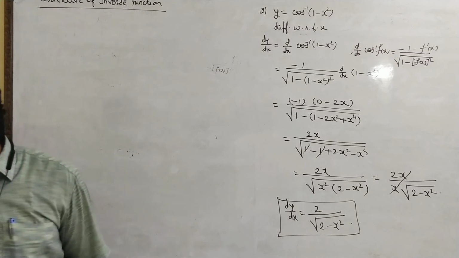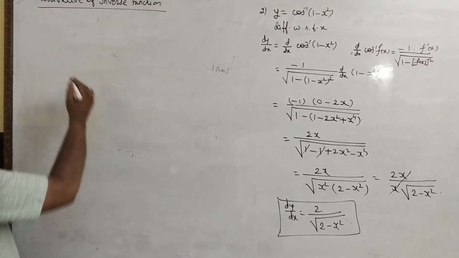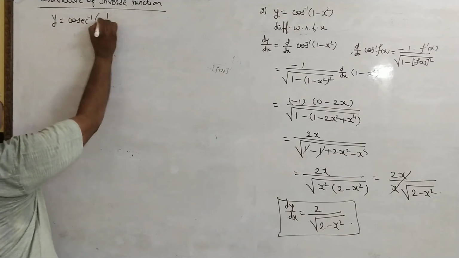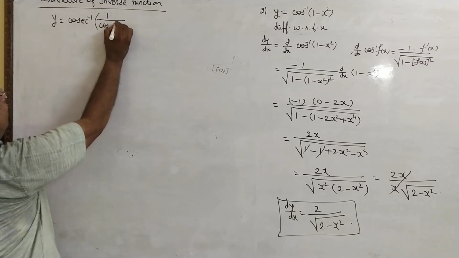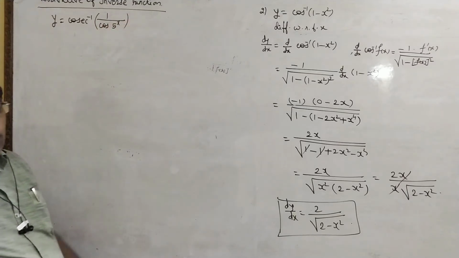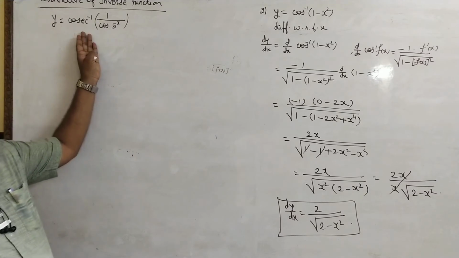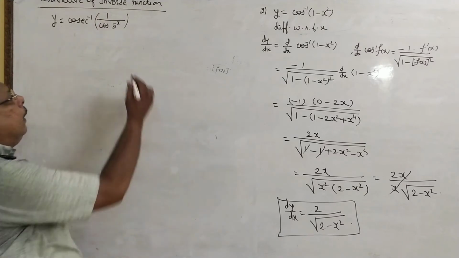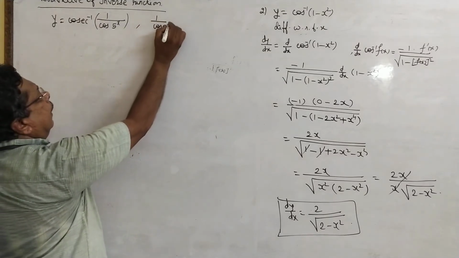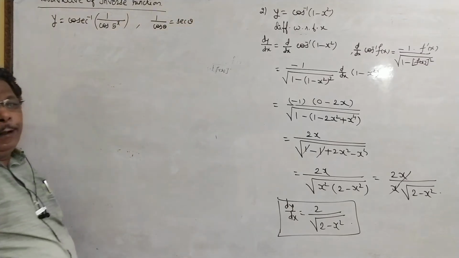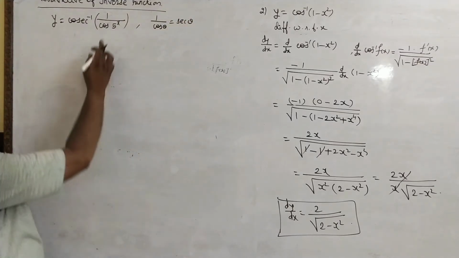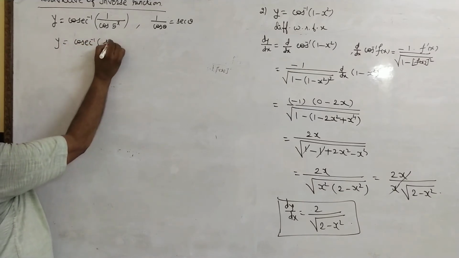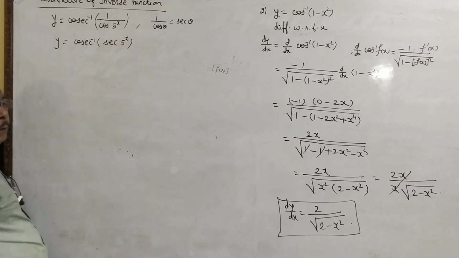y is equal to cosec inverse of 1 upon cos 5 power x. We have to find the derivative of the given function y with respect to x. Now we know that 1 upon cos theta is equal to sec theta. So here theta is 5 raised to x, so y is equal to cosec inverse sec 5 raised to x.